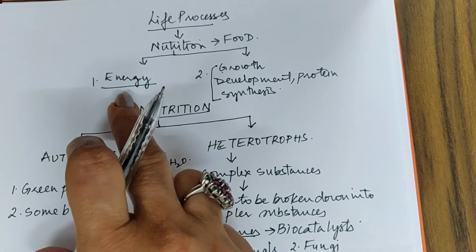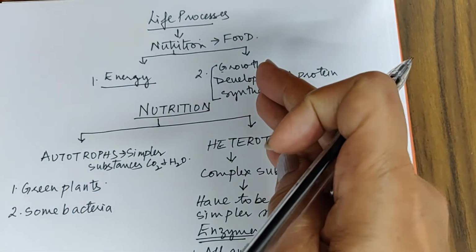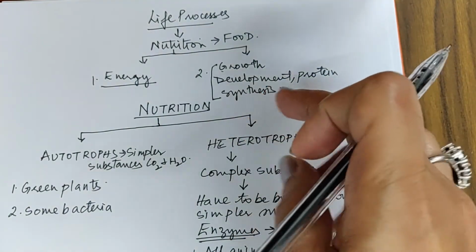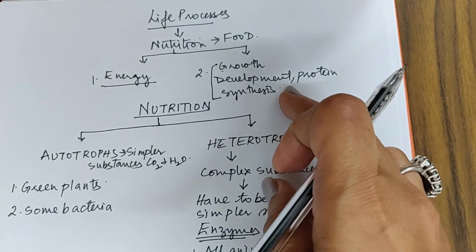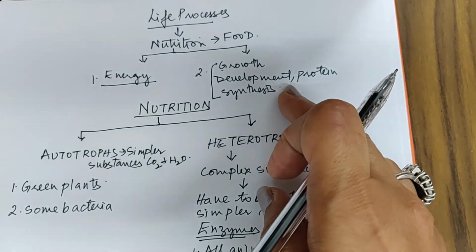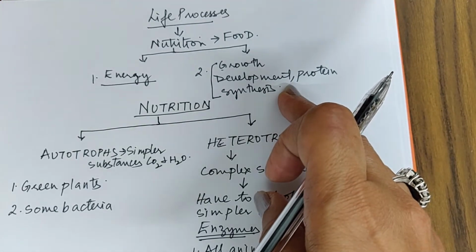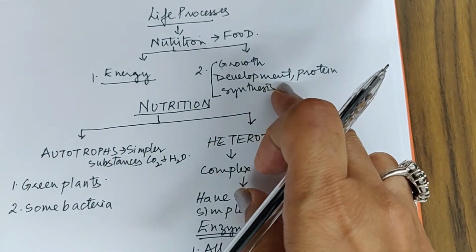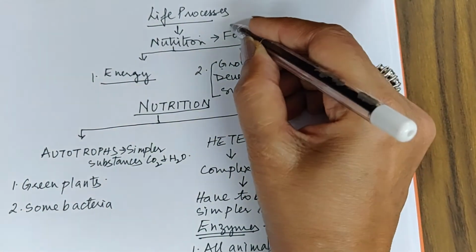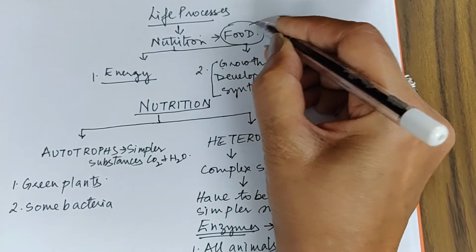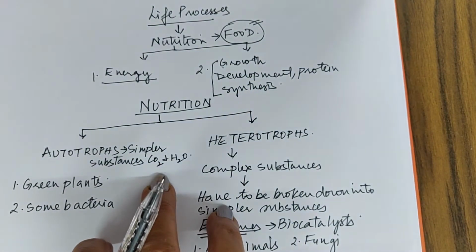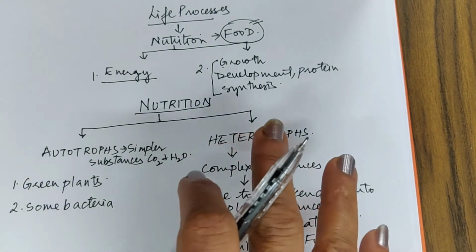In addition to this energy, there are other processes like growth, development and protein synthesis, etc. These are sufficed by certain materials or substances that we take in the form of food. So this energy and all these substances that we require, we get from what is known as food. Different organisms have different ways and means of nutrition.